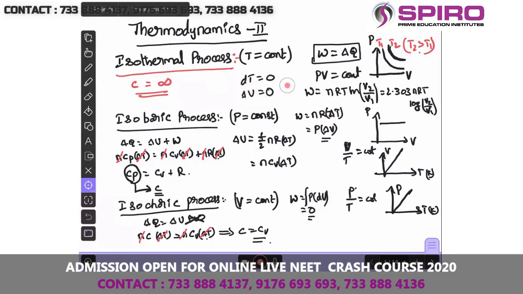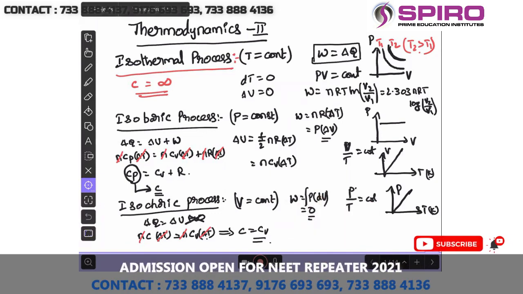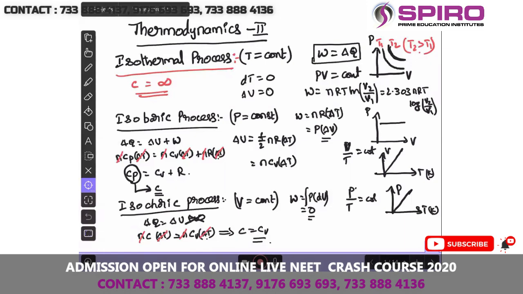Okay. And in isochoric process, volume is kept constant, and being volume is constant, change in the volume is 0 there, and W equal to P into dV, that was also 0. So P by T is taken to be constant there, and the heat energy supplied is delta Q equal to delta U, and nCdT is nCv dT. So specific heat is Cv in the case of isochoric process.